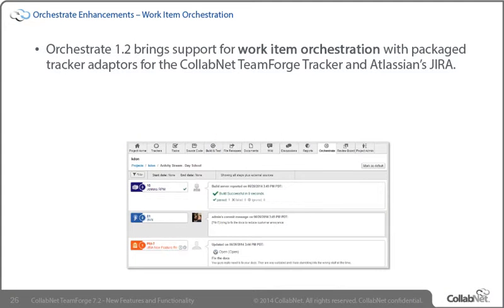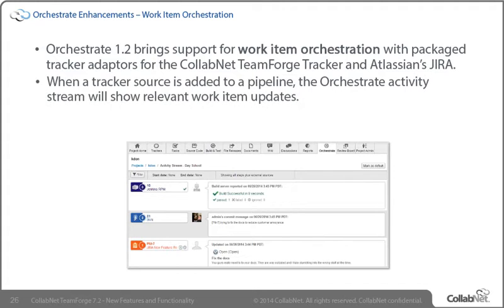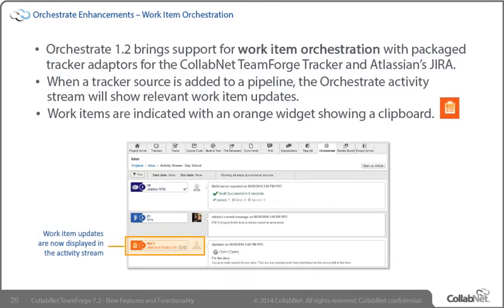Orchestrate 1.2 now supports work item orchestration with packaged adapters for the CollabNet TeamForge Tracker and Atlassian's Jira. Adding a tracker source to a pipeline brings work item updates to the Orchestrate activity stream, providing broader lifecycle coverage and traceability. These new activities are indicated with an orange clipboard widget.